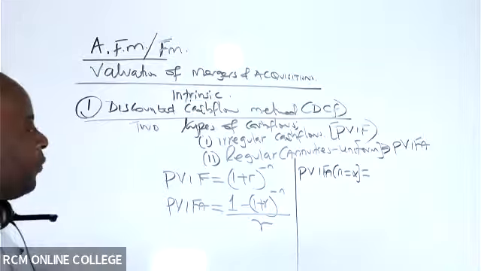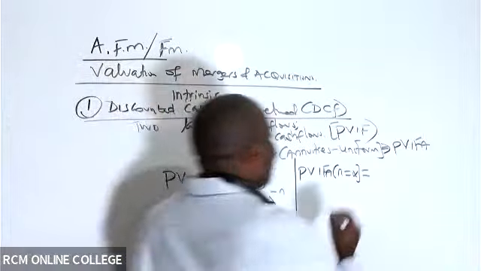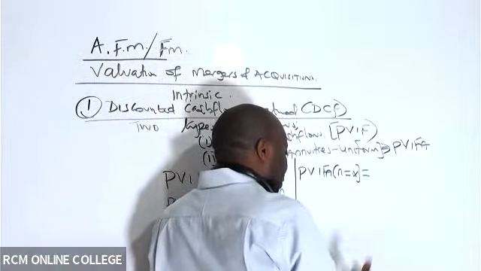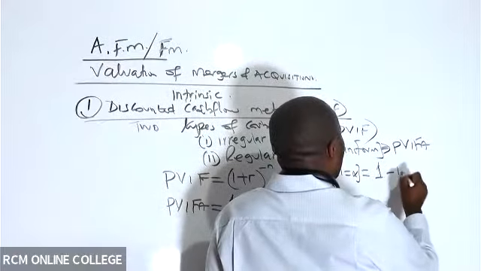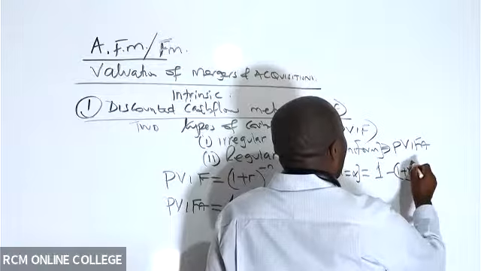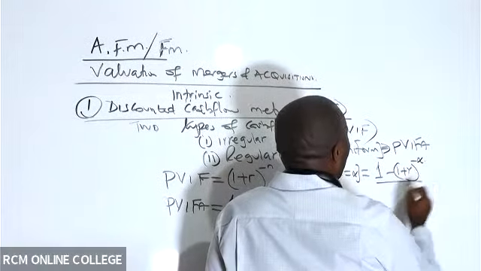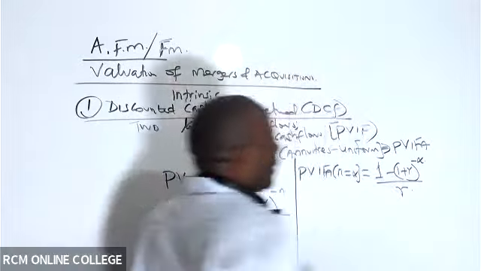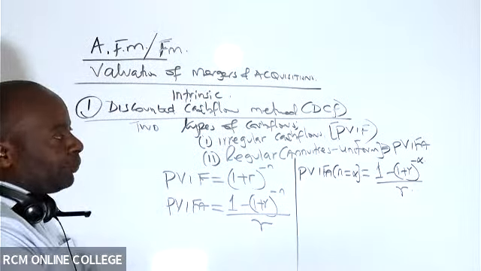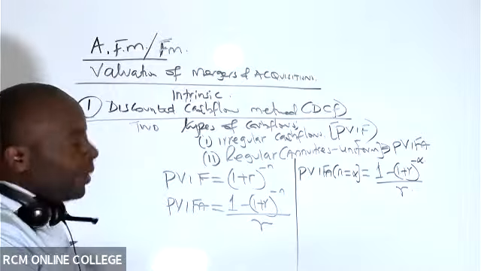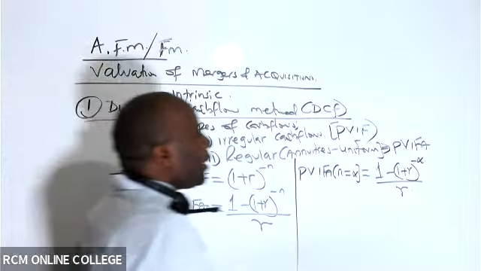So when N is infinity, my good students, infinity, of course, perpetuity, without an end inside. This one here will be 1 minus 1 plus R raised to negative infinity, over R. Now our N is infinity. Now, my good students, let's look at it this way.